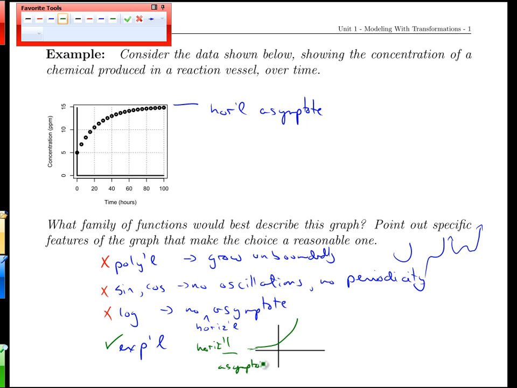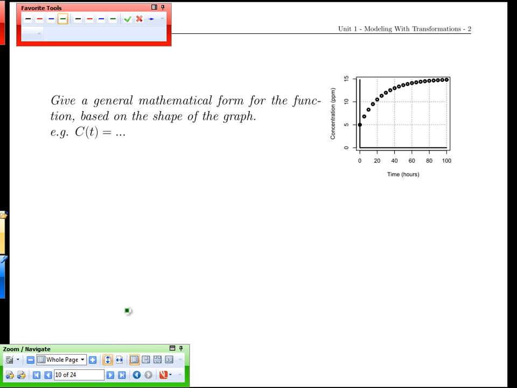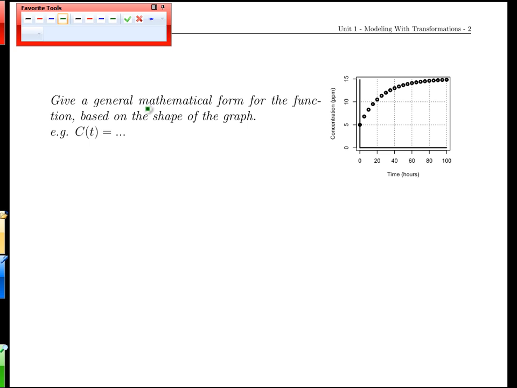Well, that gives us some hope. Now, of course, this shape here is not the shape of the natural exponential graph, but maybe we can make it all work if we transform it correctly. So, let's take a look. Let's see if we can generate a mathematical form for this function based on this graph. Well, let's start off with our exponential.